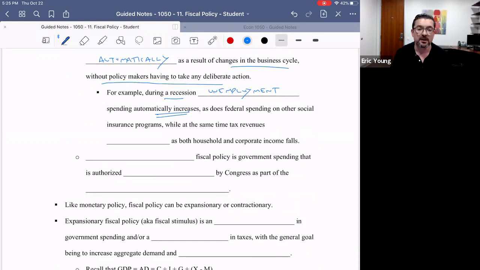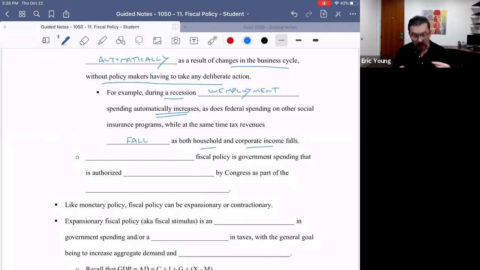We're also going to see federal spending on other social insurance programs rise. At the same time, we're going to see tax revenues fall across the country because during a recession, both household and corporate incomes will fall. And because taxes are based on income levels, as income falls, taxes will fall. So note that there is already stuff going on that's just going to happen automatically as a consequence of the economy.